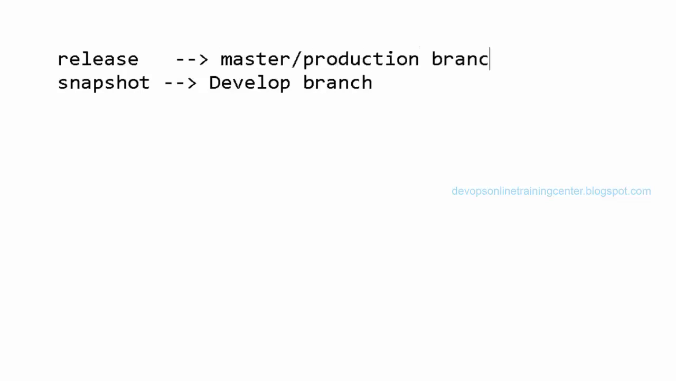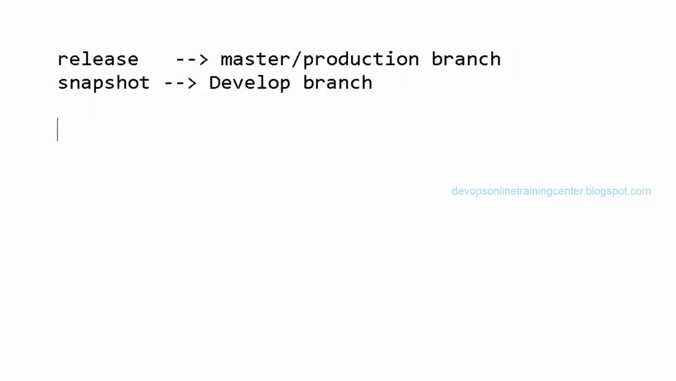A snapshot is something where we create the binaries using the development branch, right? That is called a snapshot. And a release is something which we create from the master branch or production branch, right? So that is called a release. Generally, the binaries created from a master branch are called release binaries, and if we create them from a develop branch, they are called snapshots, right?